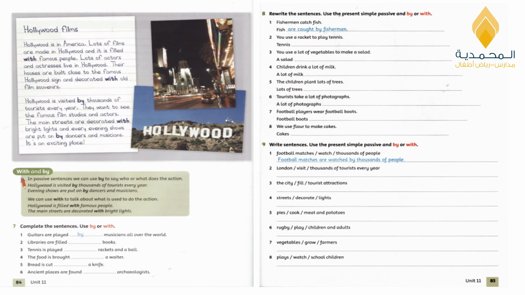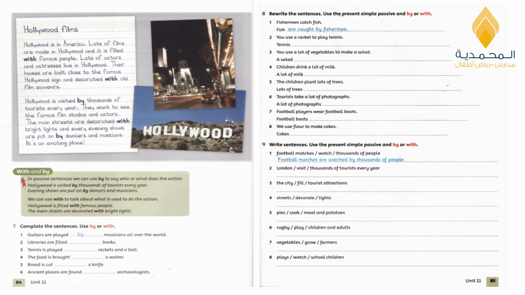Who does the action? Number 5. Bread is cut with a knife. That's the thing that we use to do the action. Number 6. Ancient places are found by archaeologists. Excellent. Move to page 85. There we are going to rewrite the sentences using the present simple passive and by or with.